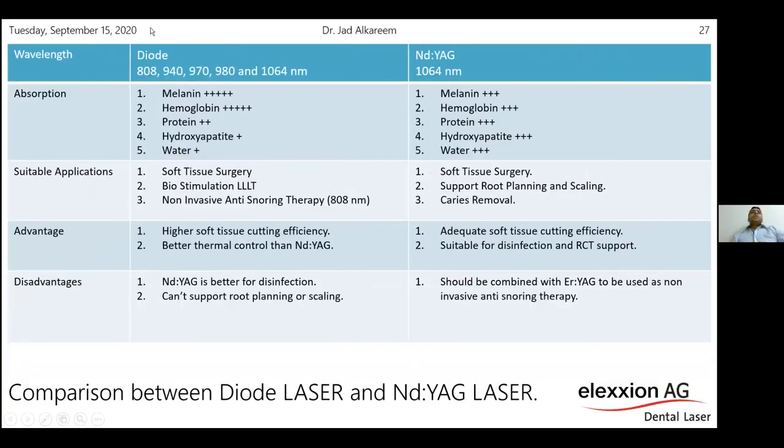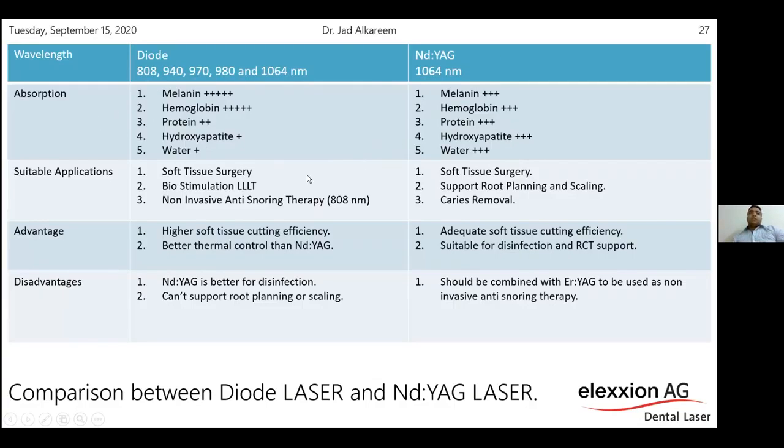Then in this slide, we have a comparison between the diode lasers and the Nd:YAG. We already mentioned that before. With the diode, you have higher absorption into the melanin, but in the Nd:YAG, the absorption is less in the melanin. In the hemoglobin, you have higher absorption for the diode, but less absorption for the Nd:YAG. For the protein, I can say that it is almost the same, but for the hydroxyapatite and the water, the Nd:YAG is absorbed much more compared to the diode.